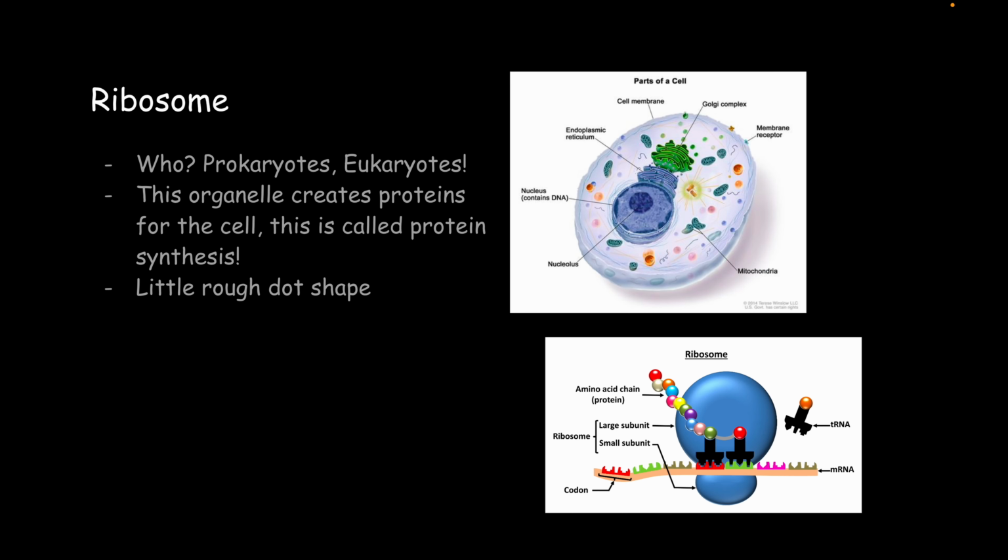Ribosomes. These things are in all cells. These things are going to create proteins via protein synthesis using, is it tRNA? Yeah, tRNA. It's going to use tRNA to make some proteins. That is a very weird way to put it. But yeah, it's a little rough dot shape. So if you look on a little thing, let's try to find a ribosome here. I'm looking for it. It's basically just these little dots. These could be lysosomes, but little dots, ribosome.